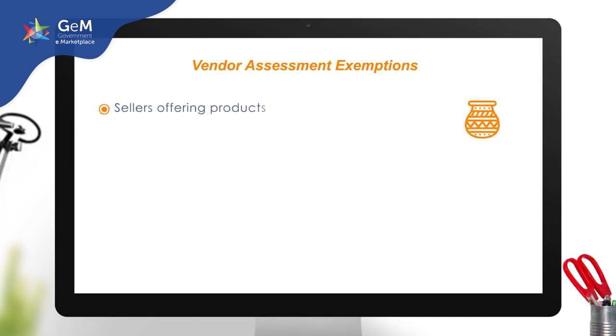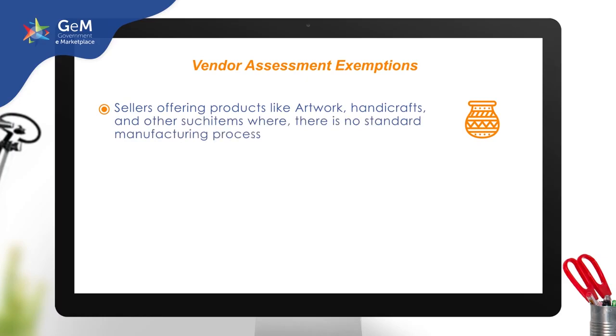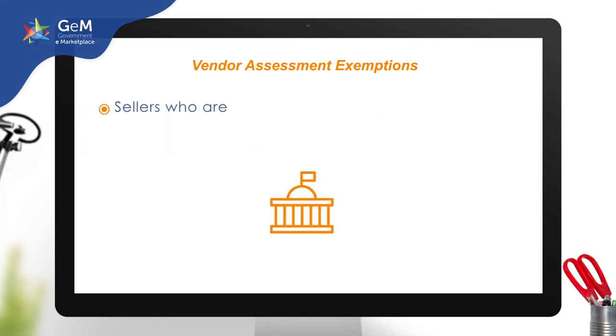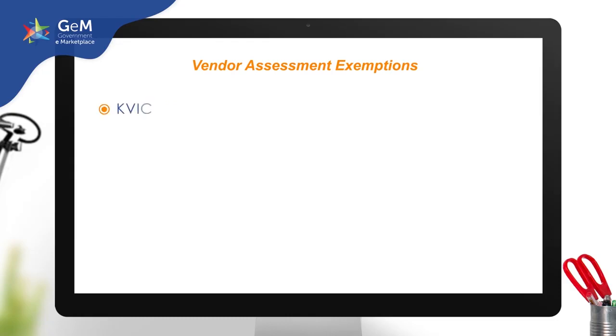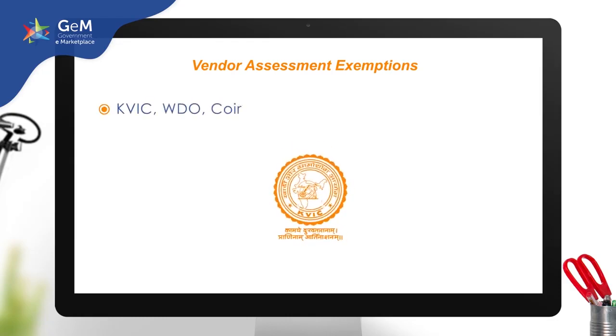Sellers offering products like artwork, handicrafts and other such items where no standard manufacturing process exists. The exempted categories shall be specified by the category owner. Sellers who are registered societies or trusts, or other bodies, if these concerns have government representation: KVIC, WDO, COIR Board, TriFed.